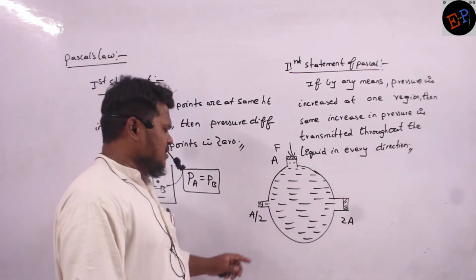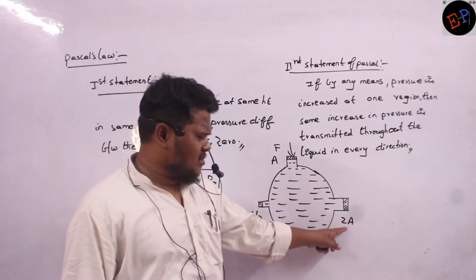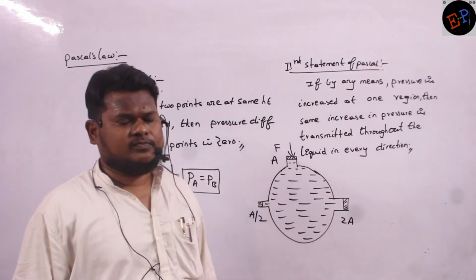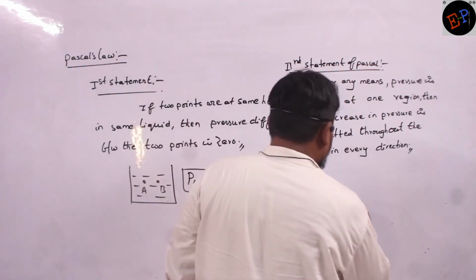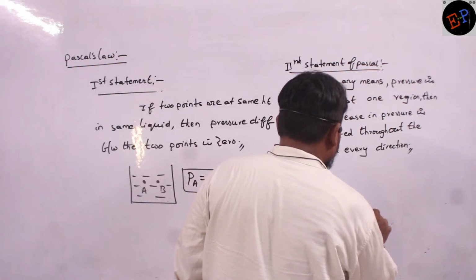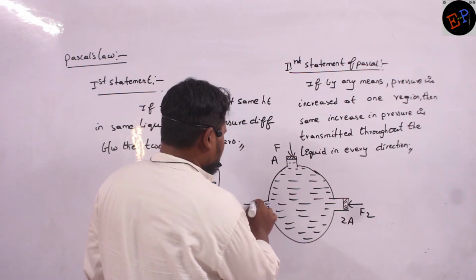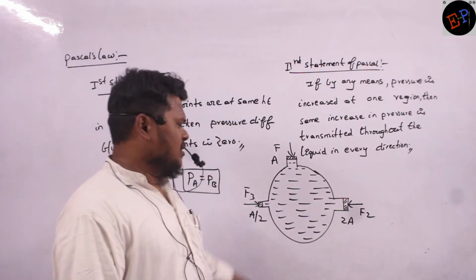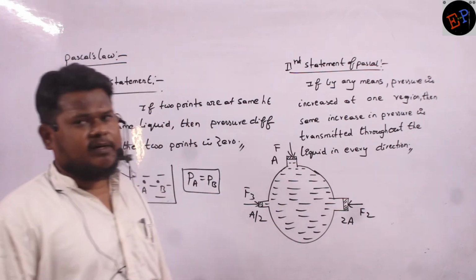Now the question is: how much force can I apply on the second piston and third piston so that these pistons don't move? Let the force applied on the second piston be F2, and the force applied on the third piston be F3. Clear? Now we are supposed to calculate the F2 and F3 values.